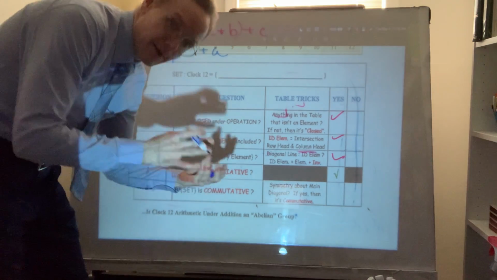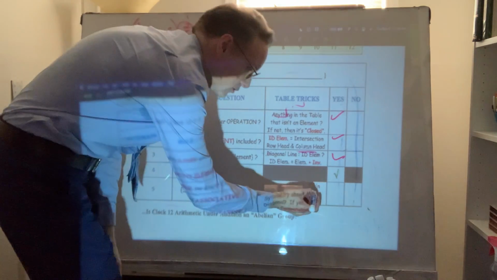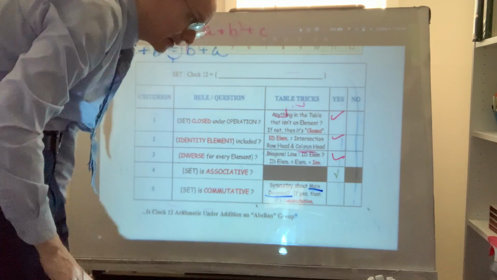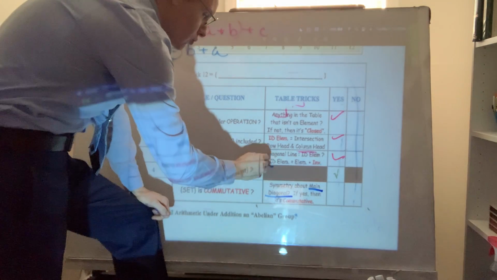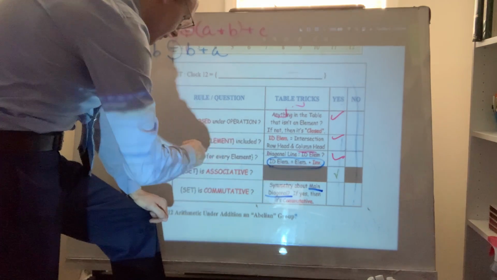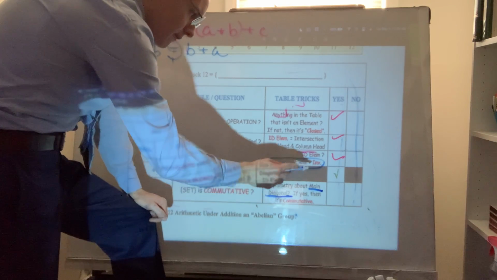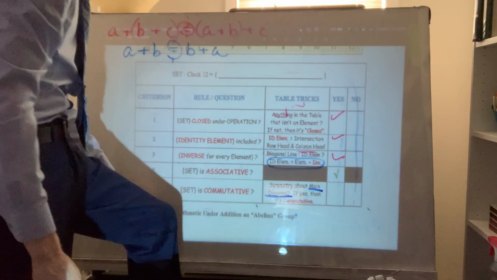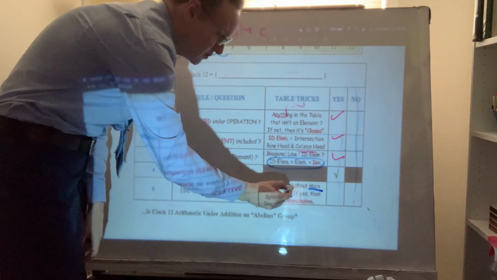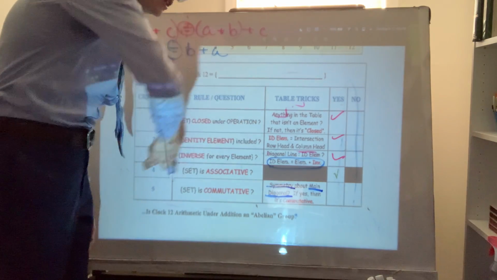Rather than do that for every combination, the shortcut when given a table is to look for symmetry about what is referred to as the main diagonal. This is why I was trying to avoid talking about a diagonal line. For this commutative criterion, we're going to look specifically for symmetry about the main diagonal. It's as if there was a mirror that ran diagonally.